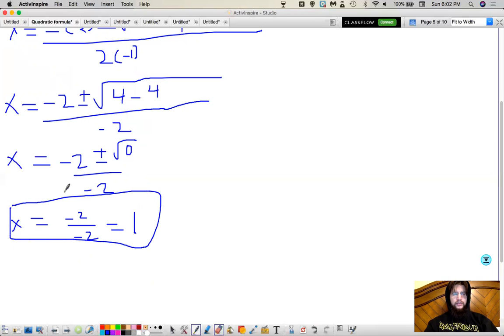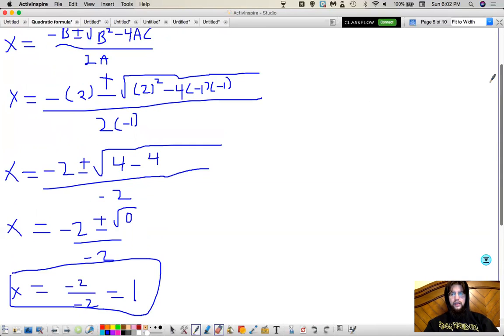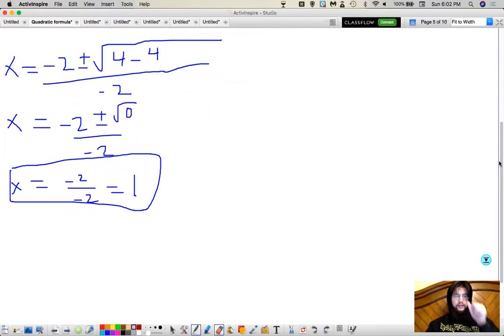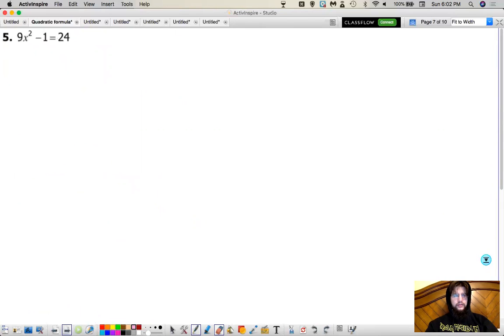We have one answer here. It's called a double root. And in a little bit, we're going to talk about the discriminant. This guy under here tells us everything we need to know about our answers, except the answers themselves, of course. Yeah, that's the discriminant. X is 1. Next. Let's see. Yeah, that's all those.